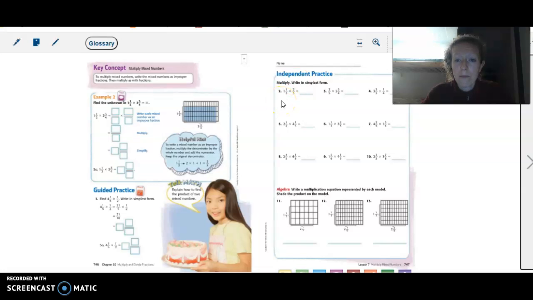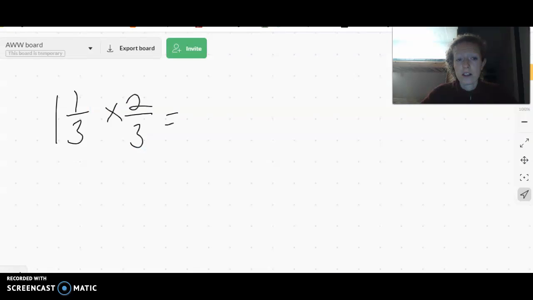We're going to go 1 1/3 times 2/3. So the whole point of this lesson, and the couple ones after that, I believe, are learning how to multiply mixed numbers. So that's what we're going to do. All right, so go ahead and get out your whiteboard, and we're going to work out number 2, 1 1/3 times 2/3. Okay, so the first thing you're going to want to do is change your mixed number into an improper fraction.